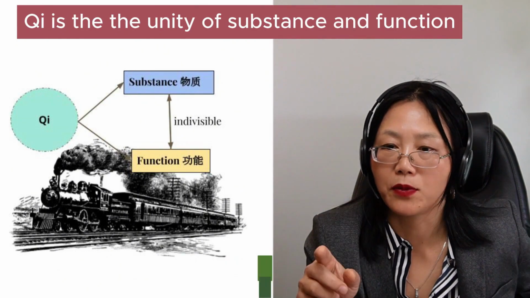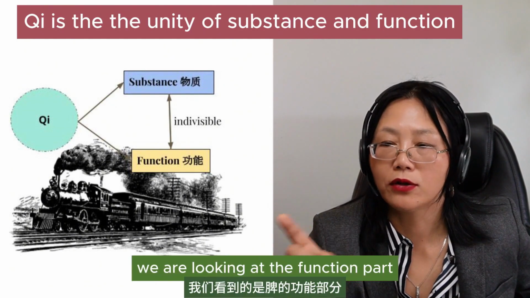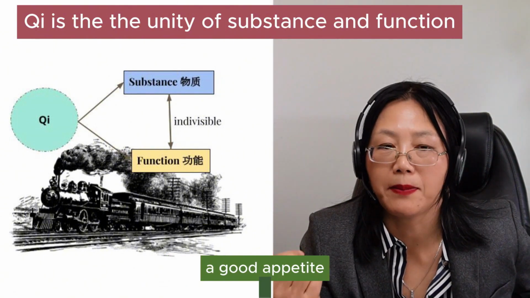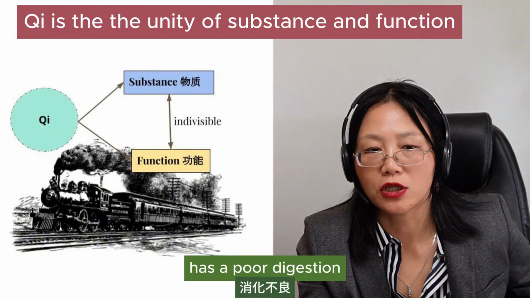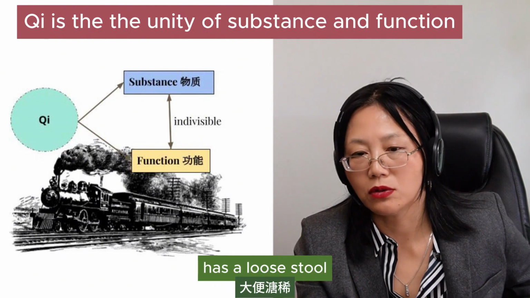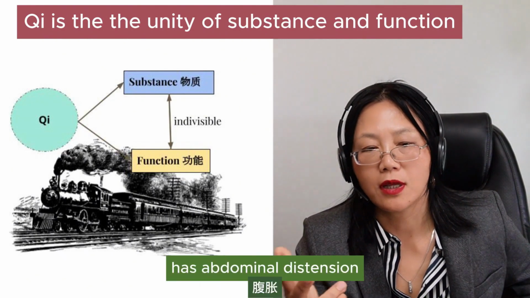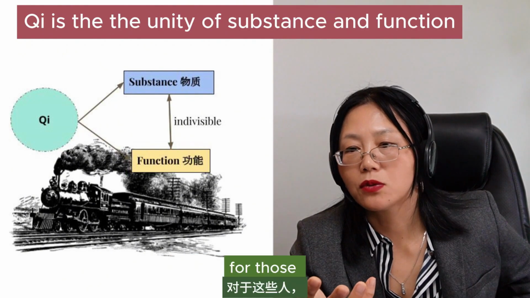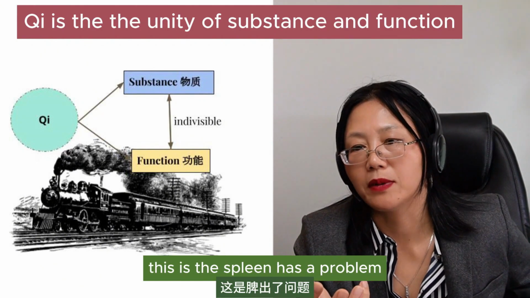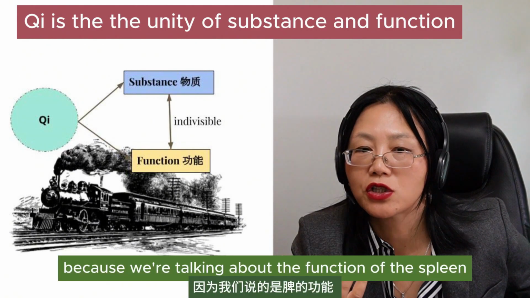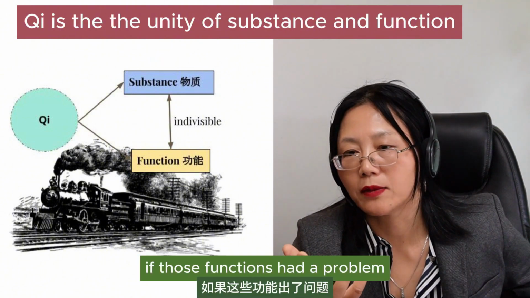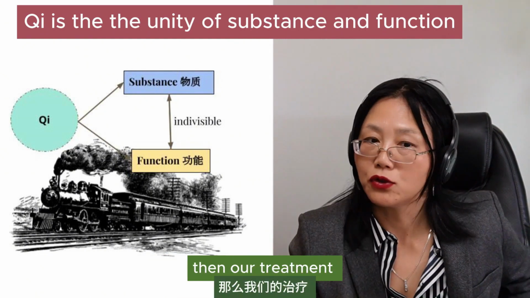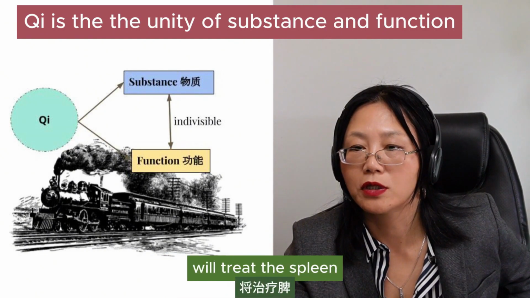When we look at the spleen, we are mainly looking at the function part. So we say, these people don't have a good appetite, have poor digestion, have loose stool, have abdominal distension, have a heavy body, have poor blood supply. For those, we will think the spleen has a problem because we're talking about the function of the spleen. If those functions have a problem, and we know these functions are associated with the spleen, then our treatment is for the spleen. We'll treat the spleen.